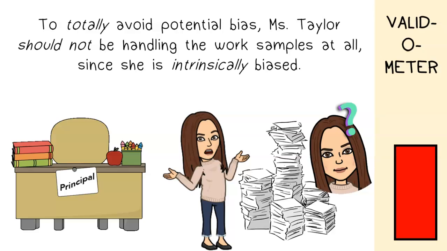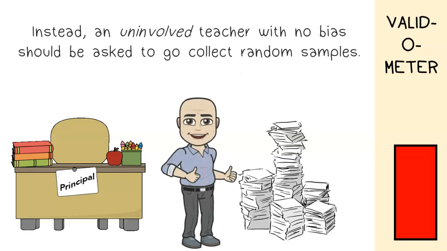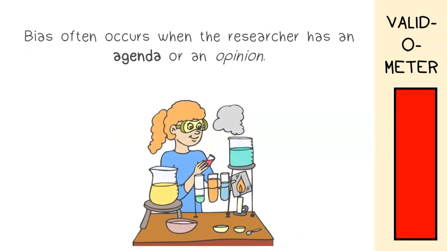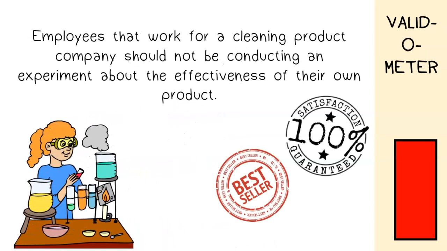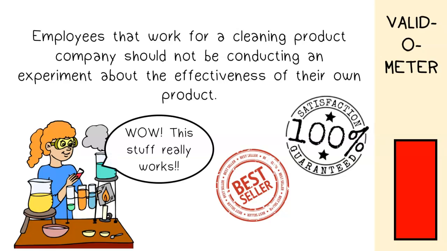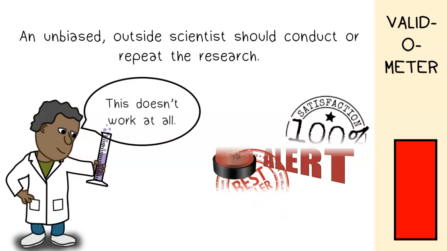To totally avoid potential bias, Miss Taylor should not be handling the work samples at all, since she is intrinsically biased. Instead, an uninvolved teacher with no bias should be asked to go collect random samples. Bias often occurs when the researcher has an agenda or an opinion. Employees that work for a cleaning product company should not be conducting an experiment about the effectiveness of their own product. An unbiased outside scientist should conduct or repeat the research.